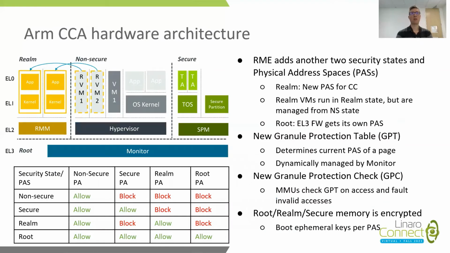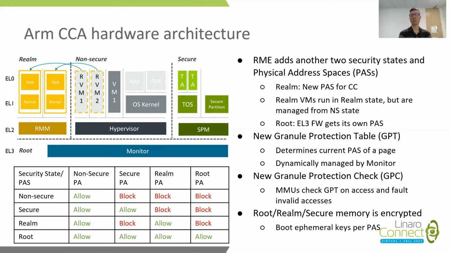So what does the Arm CCA hardware architecture or realm management extension add? Well, fundamentally there are two new security states and physical address spaces. So in addition to the non-secure and secure physical address space, there is a new realm physical address space or PAS for confidential compute. Realm VMs run in realm state but are managed from the non-secure state. There is also a new root physical address space for EL3 firmware. Prior to Arm CCA, EL3 firmware is not physically isolated from other secure exception levels.